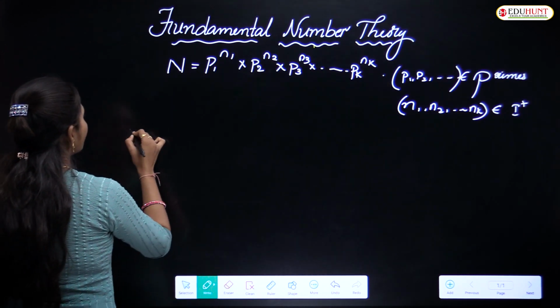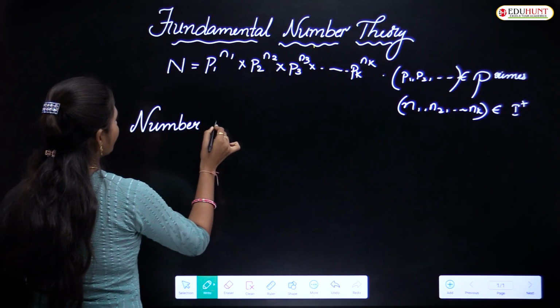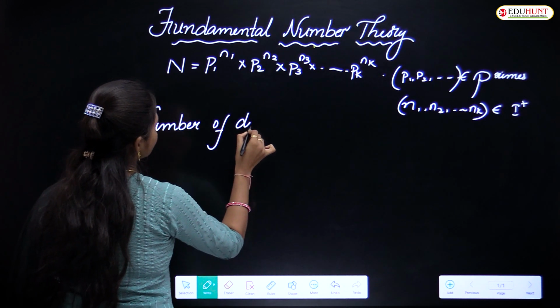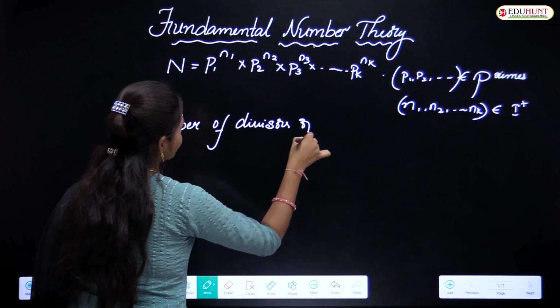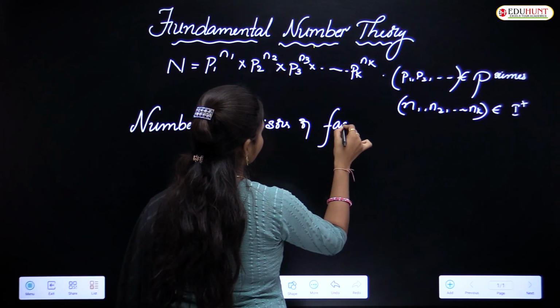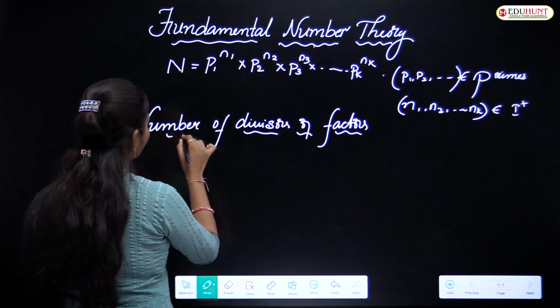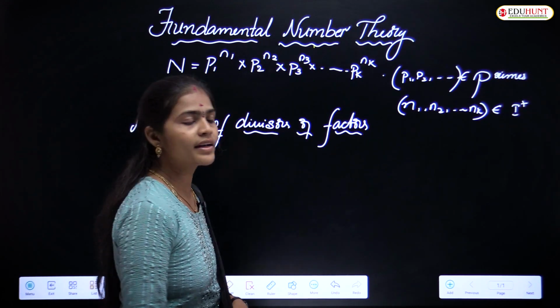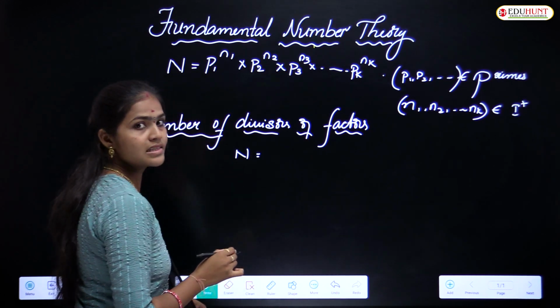Depends on the condition. What is the first one? Number of divisors, or factors. What is that formula? Here n is the number whose divisors or factors we want.